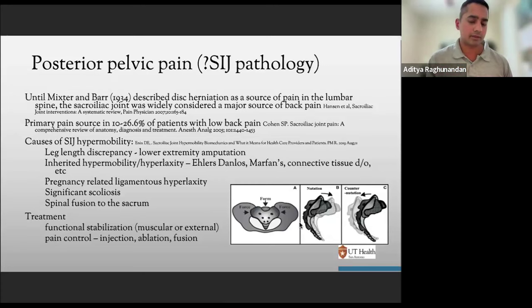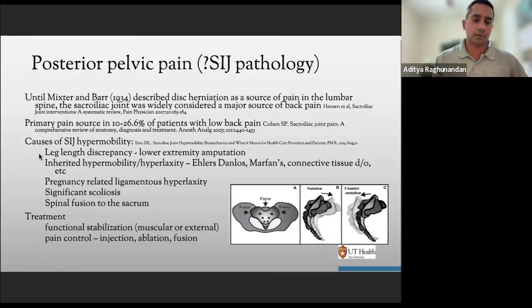There's an epidemiology study looking at people in a spine clinic, looking at the true source of pain, whether it's the joint or not, and it's about 10 to 26%. So think about the patients that you're seeing. How many of them are you diagnosing with SI joint pathology, and does it fall into the ballpark of about a quarter or less of your patients having back pain into buttocks pain? And as far as the actual hypermobility component, these are some of the things that I think about that can cause increased mobility in that joint.